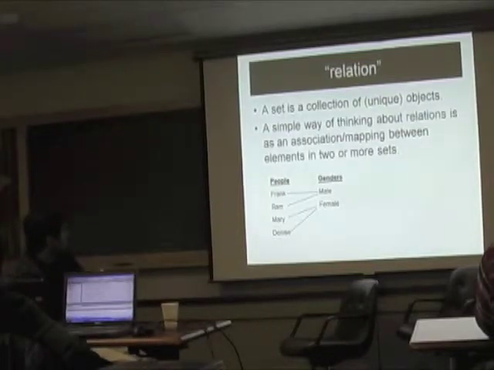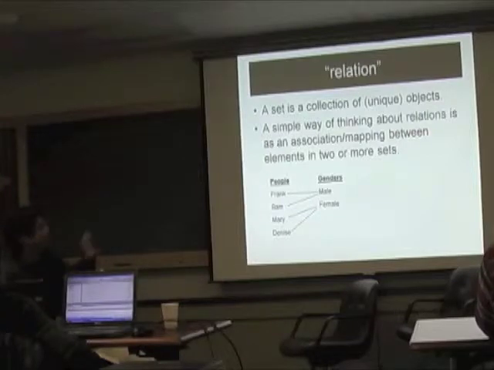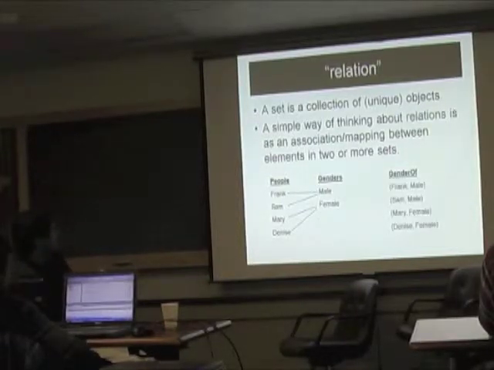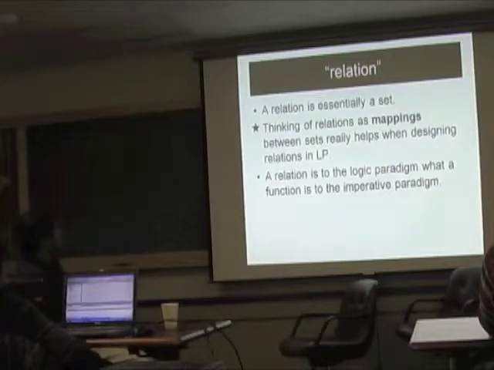Now, if I associate the people to their gender, I get a bunch of lines. That collection of lines is your relation. In this case, it's a binary relation. Those are lines, not arrows. The fact that they are not arrows is important because there's no direction in this world. It's just an association. Now I can represent the collection of lines also as a set, a set of pairs, because it's a binary relation. So even a relation is a set.